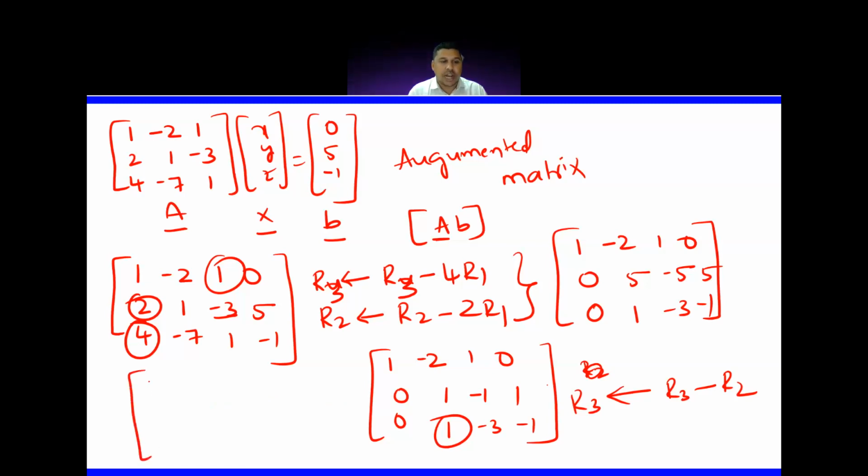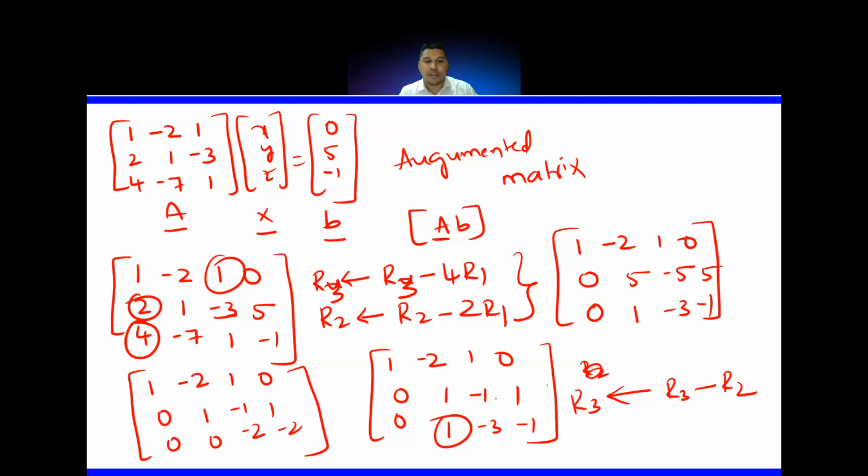If you do the operation, R1 remains the same, 1, minus 2, 1, 0. R2 also remains the same, 0, 1, minus 1, 1. For R3, 1 minus 1 becomes 0, minus 3, this becomes plus 1, so minus 2, and minus 1 minus 1 becomes minus 2. Okay, so we get this. Next step, let me erase these matrices.